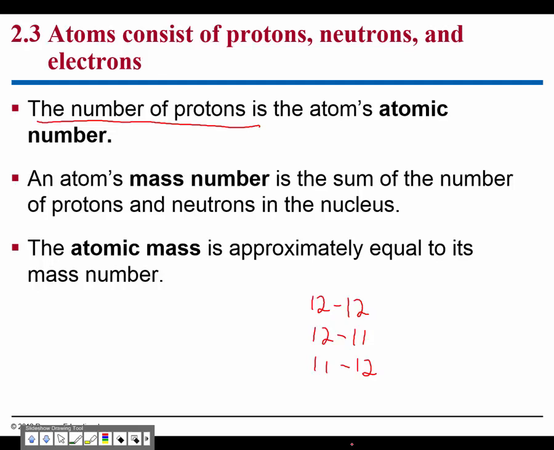So an atom's mass number is the sum of the number of protons and neutrons in the nucleus. In this case here, the mass number would be 24. The atomic number would be 12, but the atomic mass, or the mass number, would be 24. And so the atomic mass is approximately equal to its mass number because of the protons and neutrons. But just remember mass and number, and keep those straight.